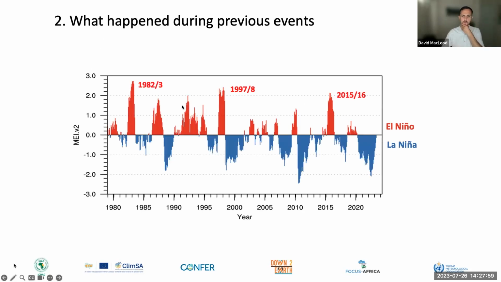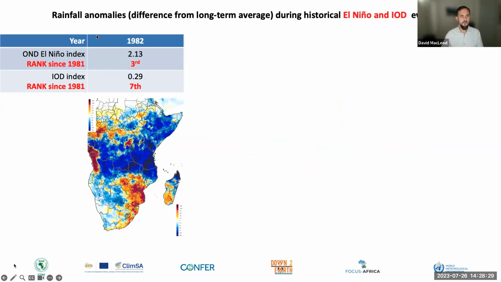So this is ENSO. We're just thinking about ENSO here to keep it simple. This is the history of ENSO, from 1980 or so up to relatively present day. When it's red, it's an El Niño event, and when it's blue, it's a La Niña. And you can see there's a few big spikes: 1982, 1997, 2015. Those three big events. Let's have a look at what happened. What was the rainfall looking like in those periods?